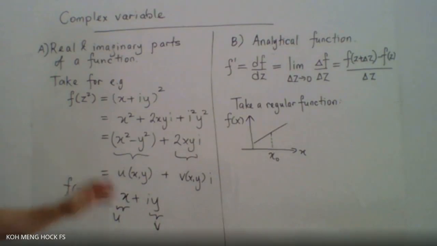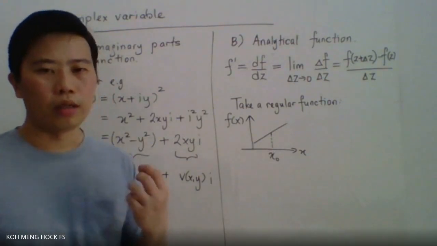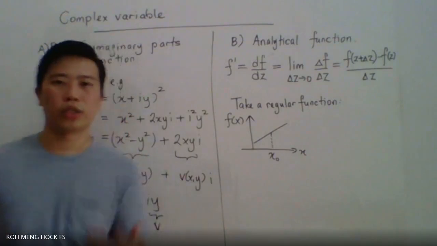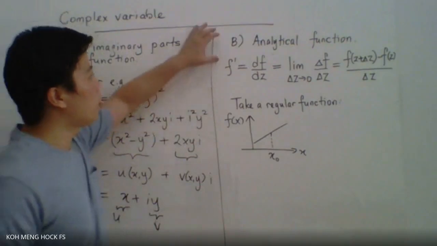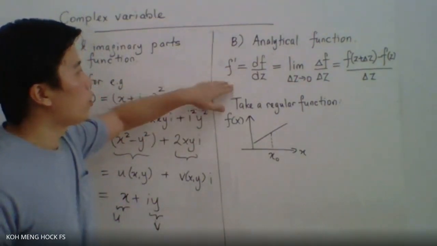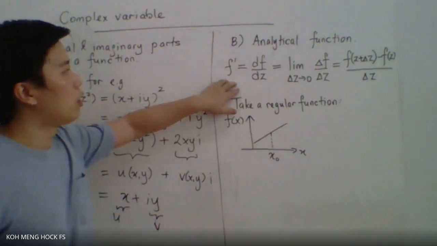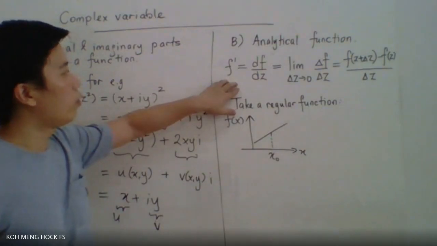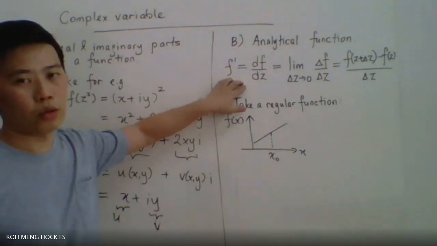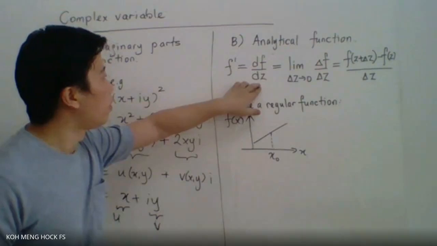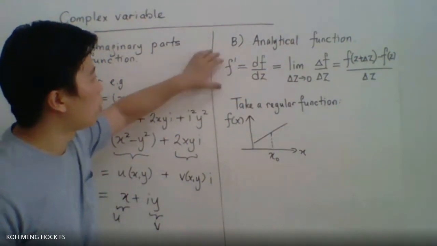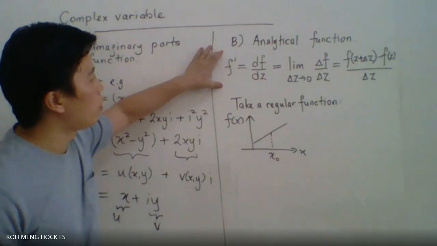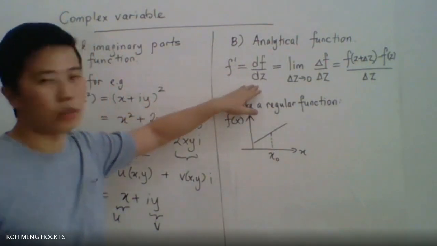In this topic, complex variable, you're going to talk about the calculus, the differentiation and integration of a complex number. That is why you come across this term analytical function. An analytical function comes about when you take the differentiation of the function with respect to the complex number z. When you differentiate the function, f prime, you write it as df over dz, the usual notation.